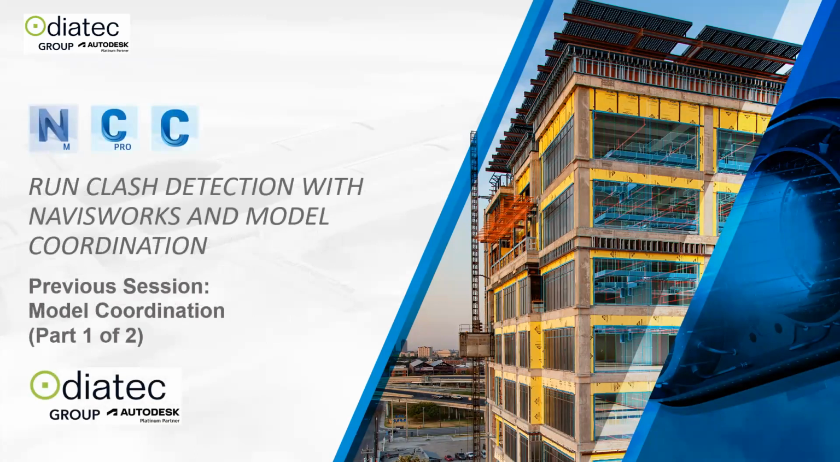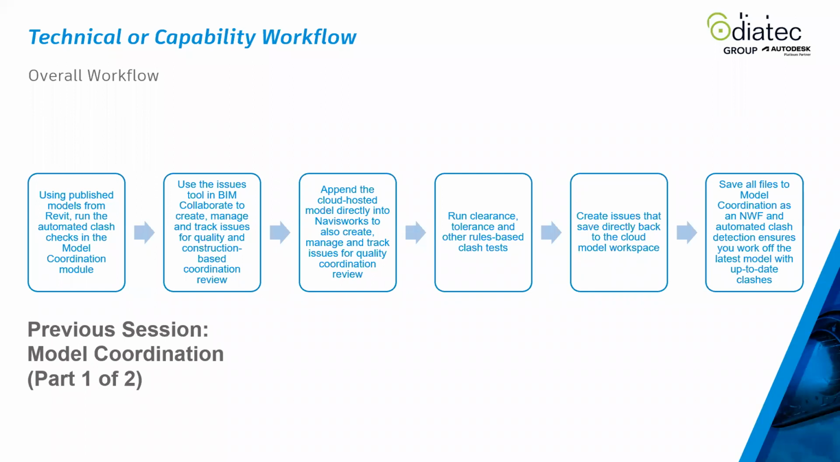So again, just a recap of what we covered in part 1. We looked at running clash detection with Navisworks and model coordination, and we introduced some of the workflows. We didn't get into all of them. What we spoke about was using published models from Revit. We then run automated clash detection in the model coordination module. We then use the issues tool in BIM Collaborate to create, manage, and track those issues.